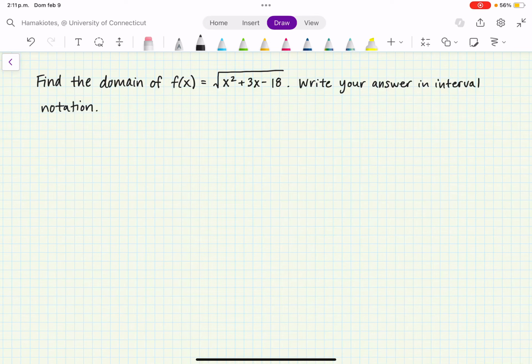In this video, we are going to find the domain of f of x equals the square root of x squared plus 3x minus 18, and we're going to write our answer in interval notation. So how do we find the domain of this function?